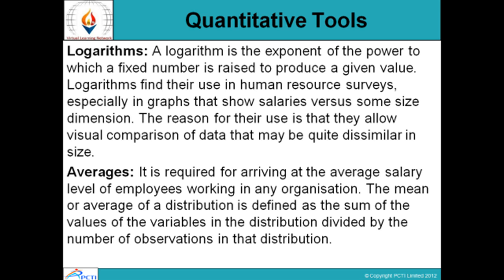Next are the averages. It is required for arriving at the average salary level of employees working in an organization. The mean or average of the distribution is defined as the sum of the values of the variable in the distribution divided by the number of observations in that distribution.